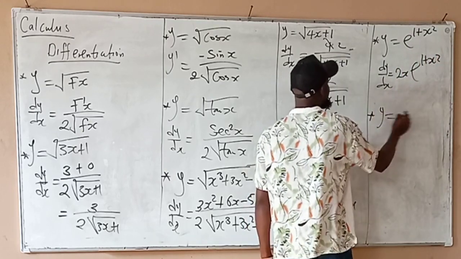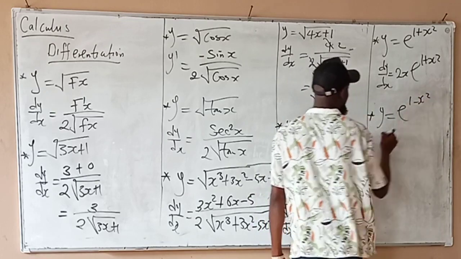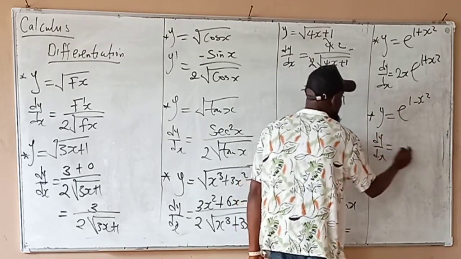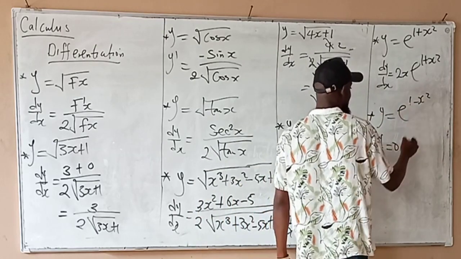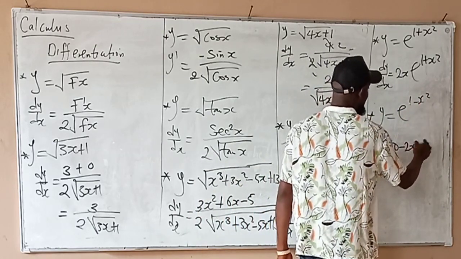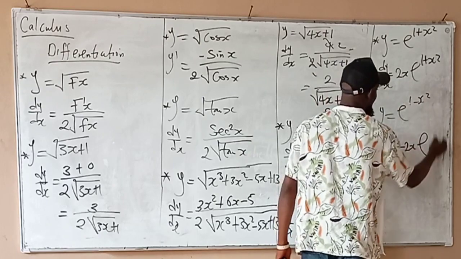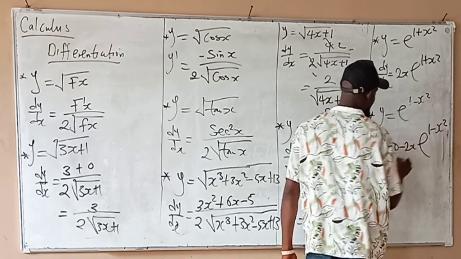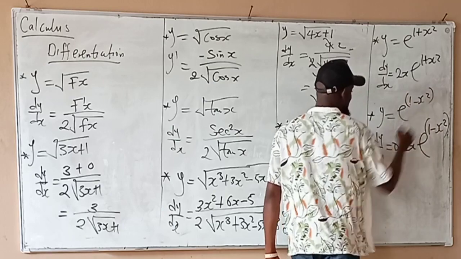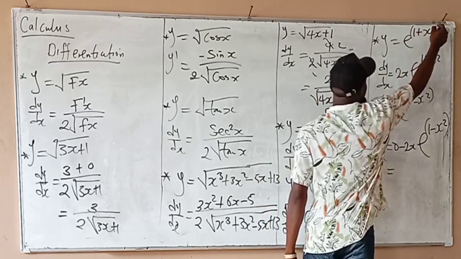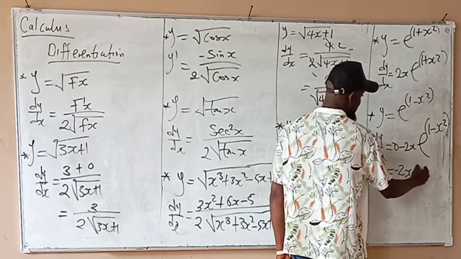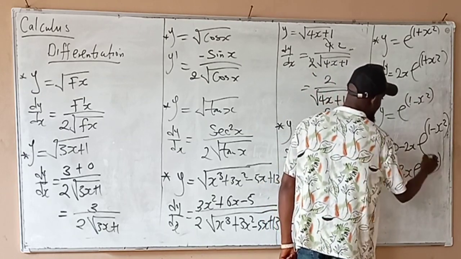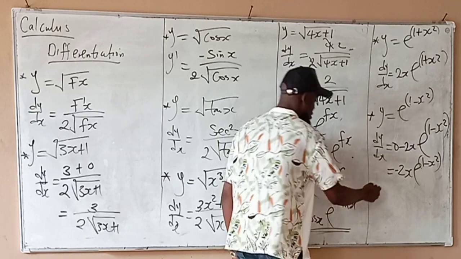If y is equal to exponential 1 minus x squared, dy over dx will be, okay, let's start this one. Differentiate 1, 0. Minus, differentiate x squared, 2x. Use this answer to multiply this exponential 1 minus x squared. So this will give us 0 minus 2x, so minus 2x exponential 1 minus what? X squared. That's all. So let's go one more.